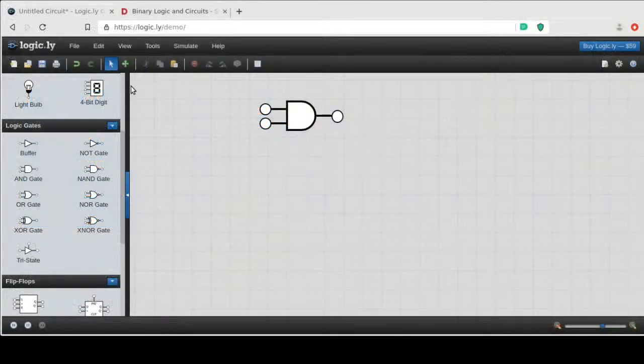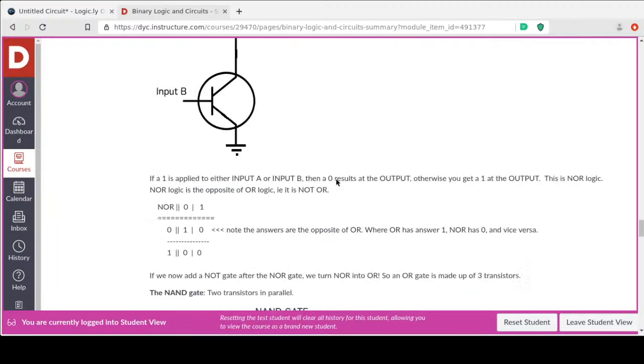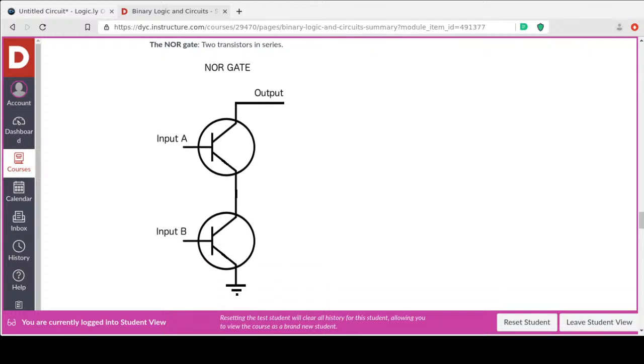Let me switch to the other tab here. Here we go. So this picture here, is it showing up? Good. Yeah, that's the NOR gate, and that's in series. So 2 transistors in series, and you can see that one follows the other. 2 transistors in series basically gives you a NOR gate.